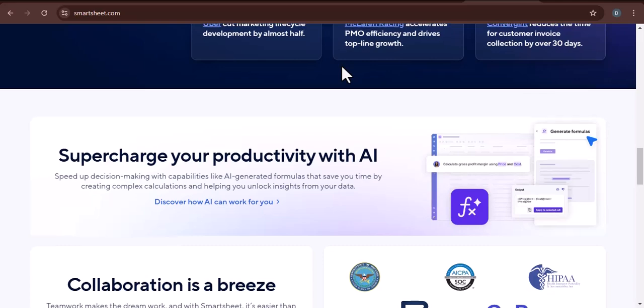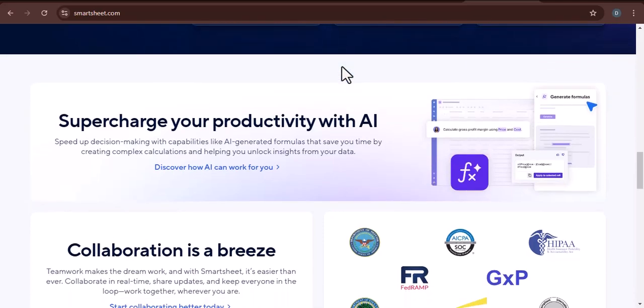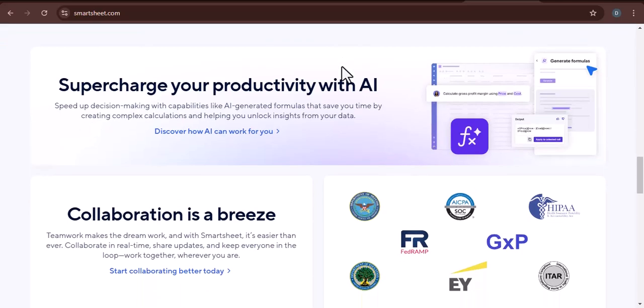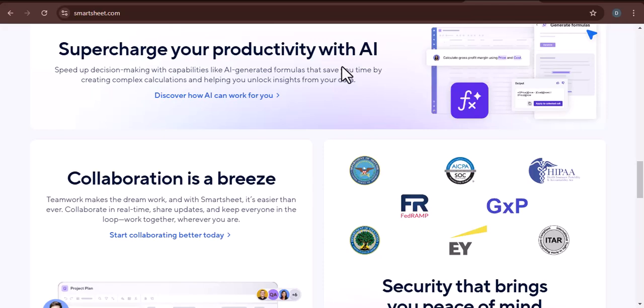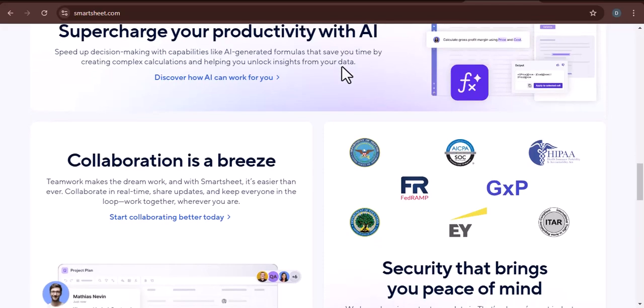Use formulas to automate calculations. This can save you a lot of time and effort. Use filters and views to make it easier to find the data that you need. Use Smartsheets collaboration features to share your sheets with other people.